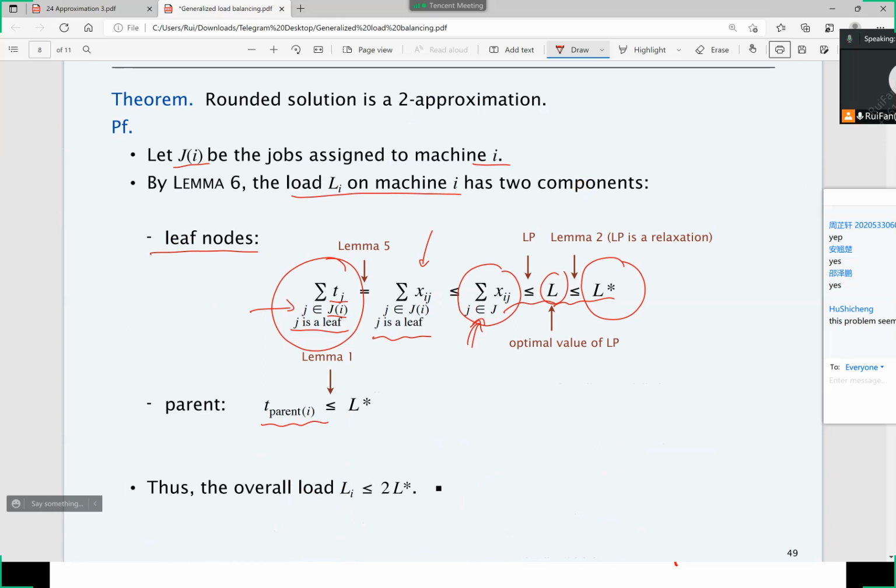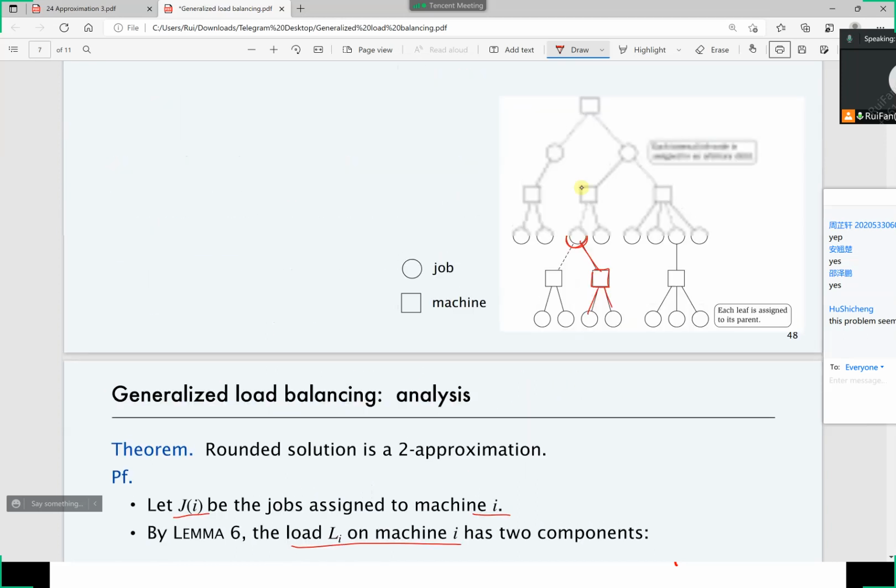That means that the total load on this machine is simply the sum of these leaf loads, which is going to be less than or equal to L star, plus this top thing over here, which is also less than or equal to L star. So that means that the load assigned to this machine is no more than 2 times L star.